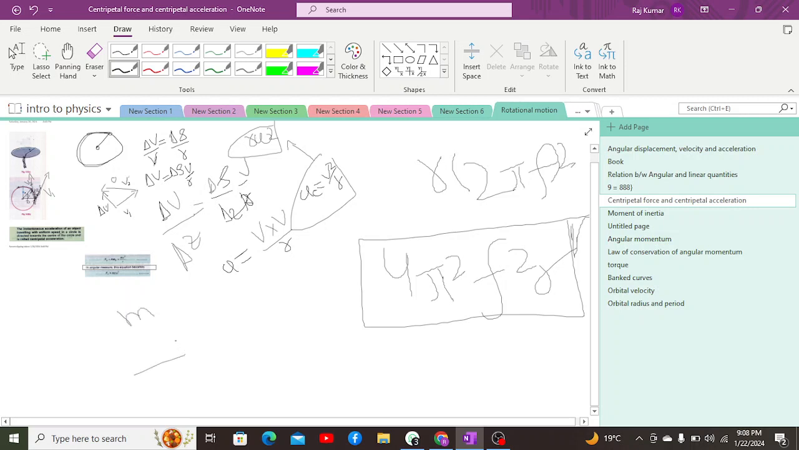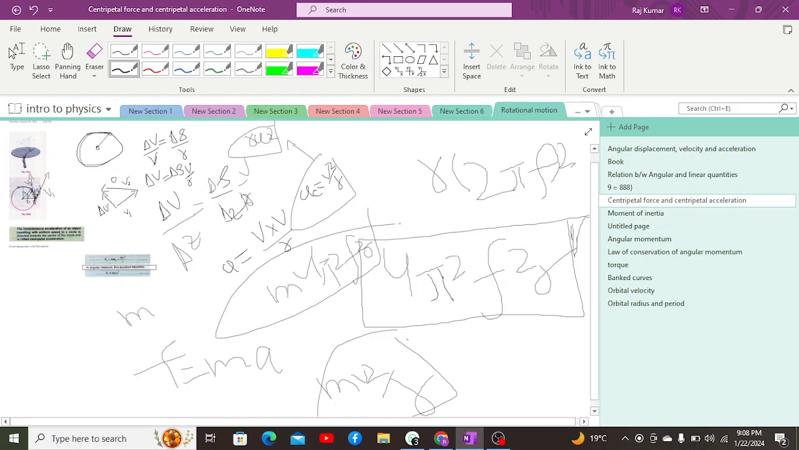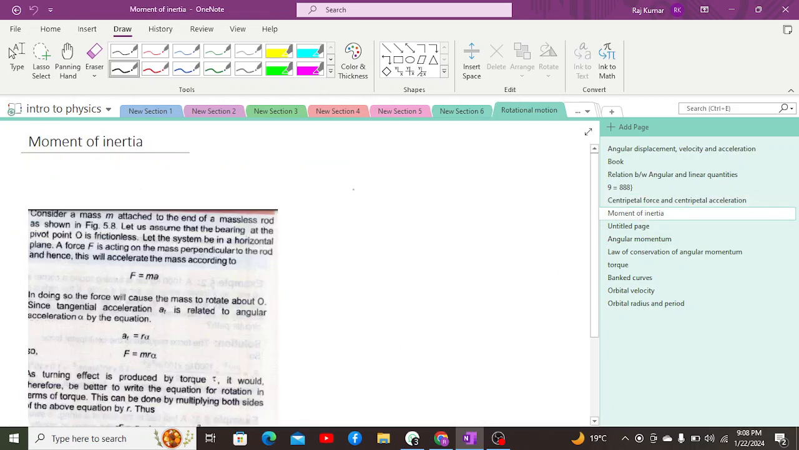Now we know that according to the second law of motion, F equals ma, and acceleration has the original formula v square upon r. So putting in the value of acceleration, mv square upon r is the final formula. We can further manipulate it as m r omega square, and we can also write it as m 4 pi square f square r. So this is how we calculate it.